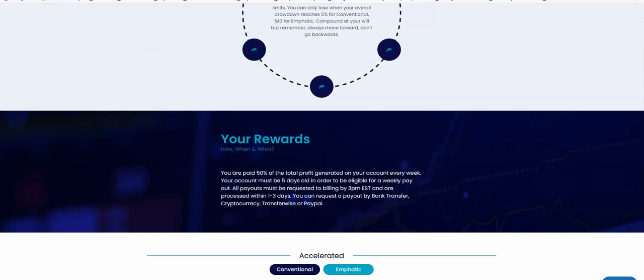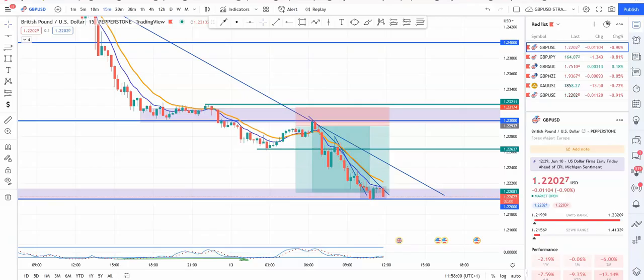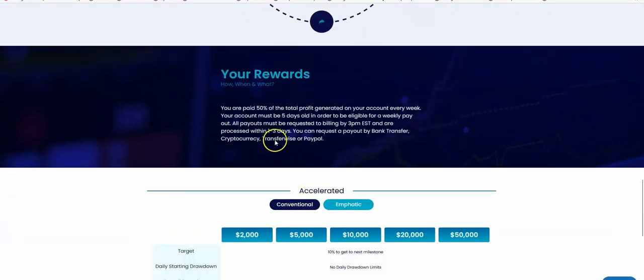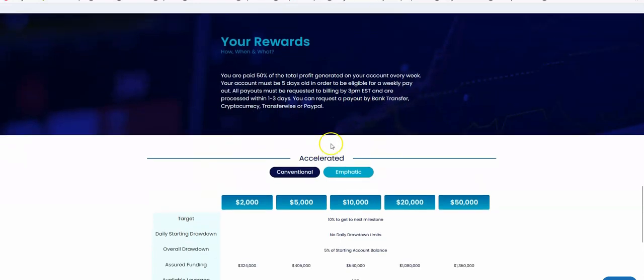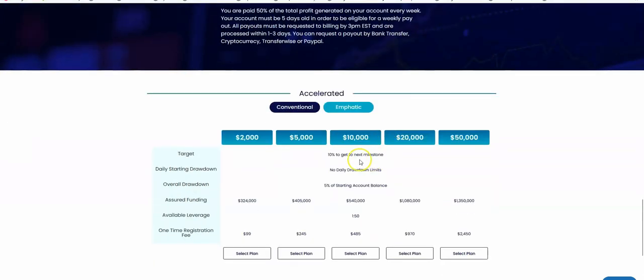Do you get it now, guys? So important. Your account must be 5 days old in order to be eligible for a weekly pay. So you understand that your payout must be requested by 3 p.m. Eastern time and is processed within 1 to 3 days. You can request a payout by bank transfer, cryptocurrency transfer, or PayPal.